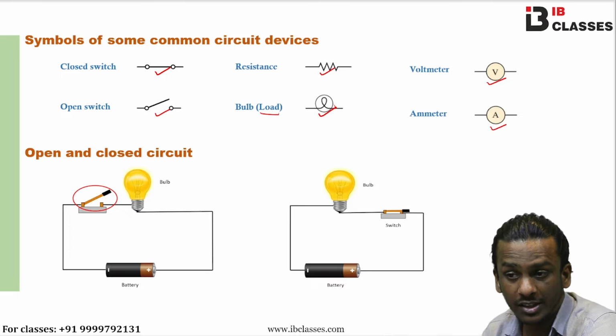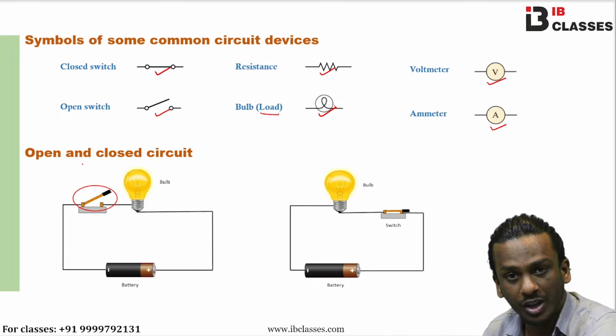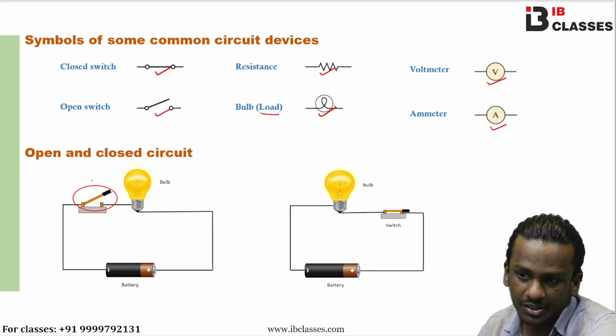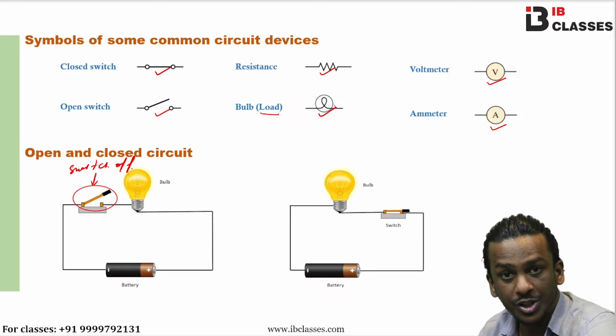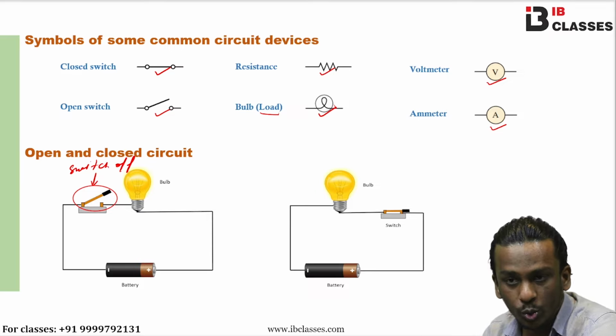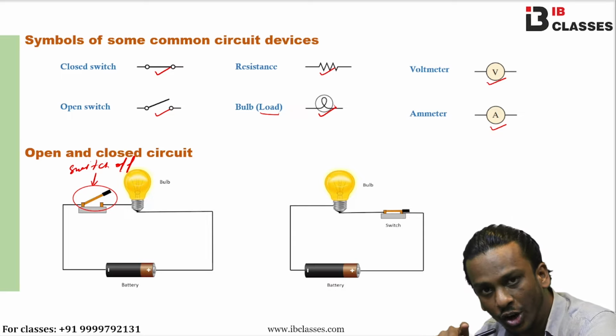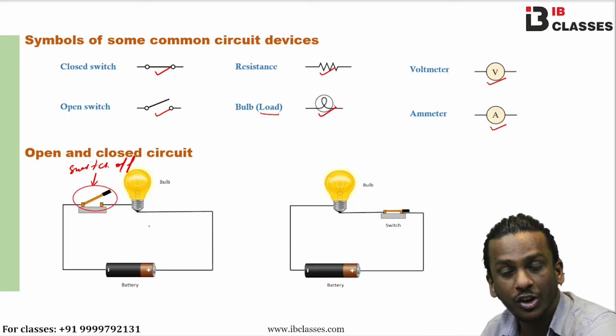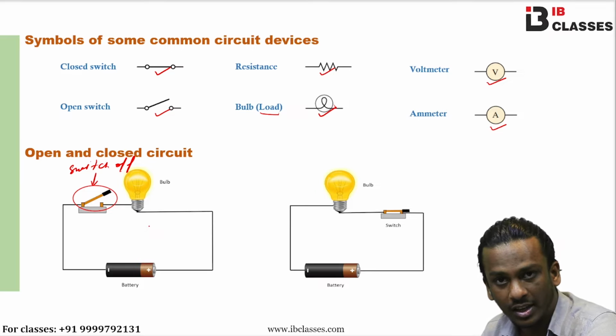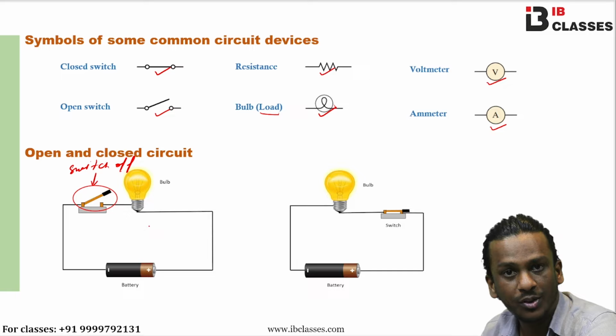And now the next topic is the open and closed circuit. What is an open circuit? An open circuit simply means your switch is off. If the switch is off, then the loop of the circuit will not be completed. In that case, electrons will not flow through the circuit. Hence, the appliances connected within the circuit will not work.